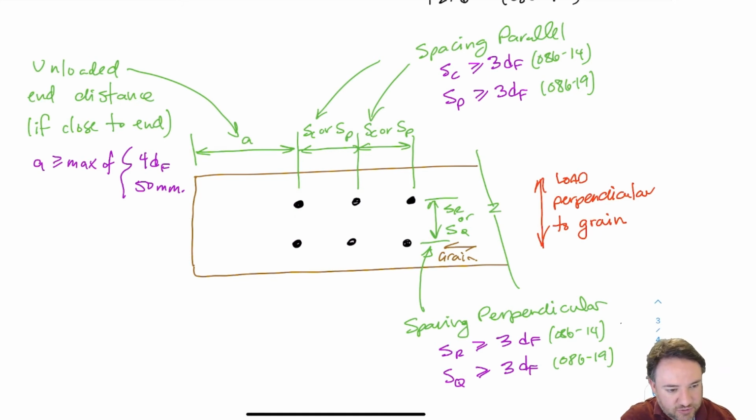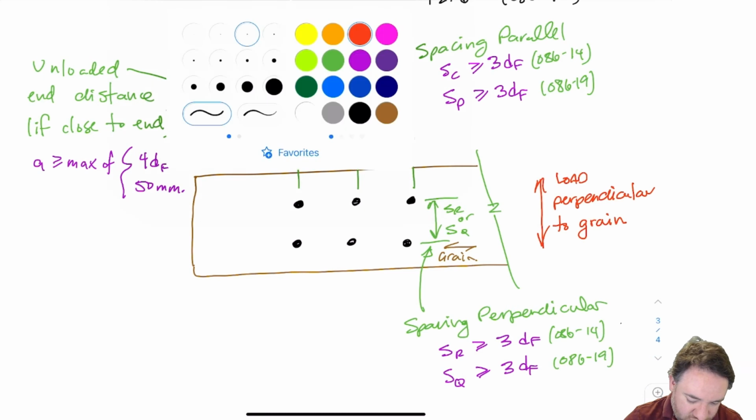I say if close to the end because a lot of times if I have load perpendicular to grain, I'm in the middle of the piece of wood. I'm not necessarily near an end. So maybe this piece of wood goes off this way and off this way, and I'm just dealing with a connection that's somewhere in the middle. So I'm very far from either end, which is totally common. So if I need to consider that end distance, then that's what the requirement is. Again, a max of 2, 4df, or 50 millimeters.